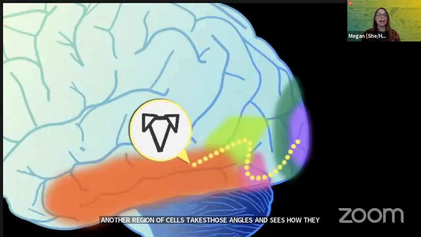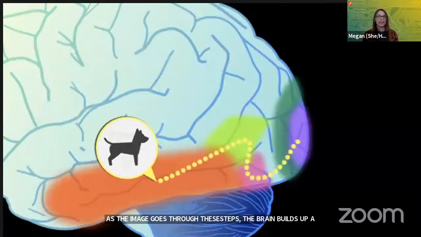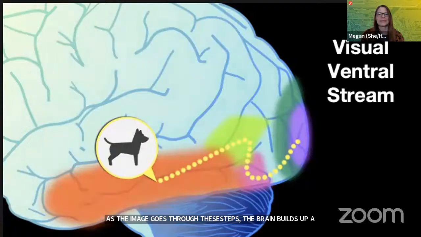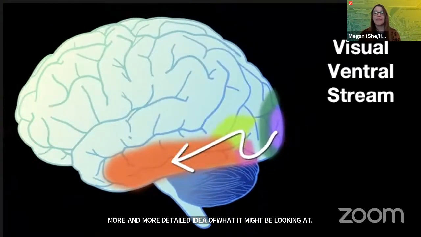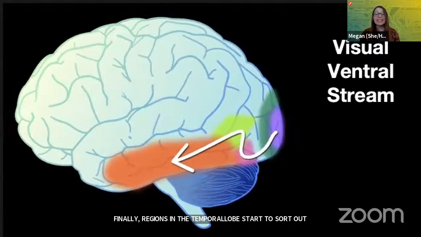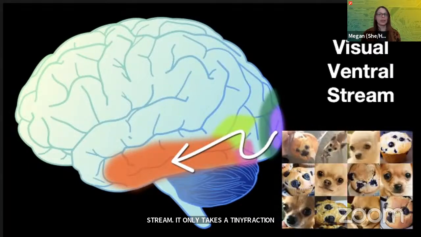Finally, regions in the temporal lobe start to sort out what category of thing this is, eventually arriving at dog. And this entire processing pathway is called the visual ventral stream, and it only takes a tiny fraction of a second. And it's the reason that we are so good at telling the difference between, for example, dogs and blueberry muffins.